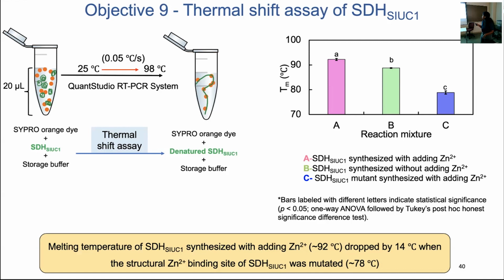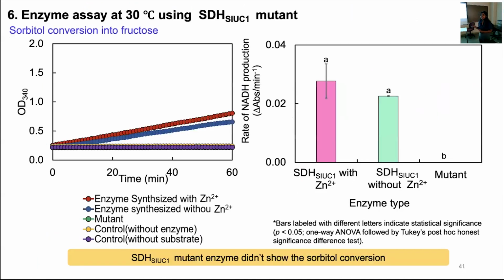although the melting temperature for the enzyme synthesized with zinc was about 92, and without zinc it showed 88, when it comes to the mutant, the melting temperature dropped by about 14 Celsius, which is around 78. That means that the structure of the mutant has been affected by the mutation that we introduced into the amino acid sequence. So to further confirm this, we conducted the enzyme assay using all 3 enzymes.